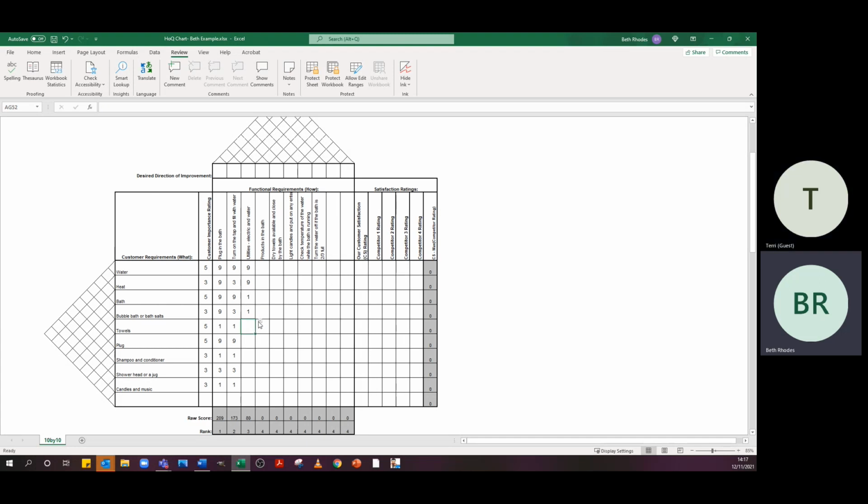How important is that to the customer having towels? Not important. How important is that to the customer having a plug to go in the bath? Again, not important. How important is that to the customer having shampoo and conditioner? Not important again. How important is that to the customer having a shower head and a jug? Again, it's a 1. And how important is that to the customer having candles and music?